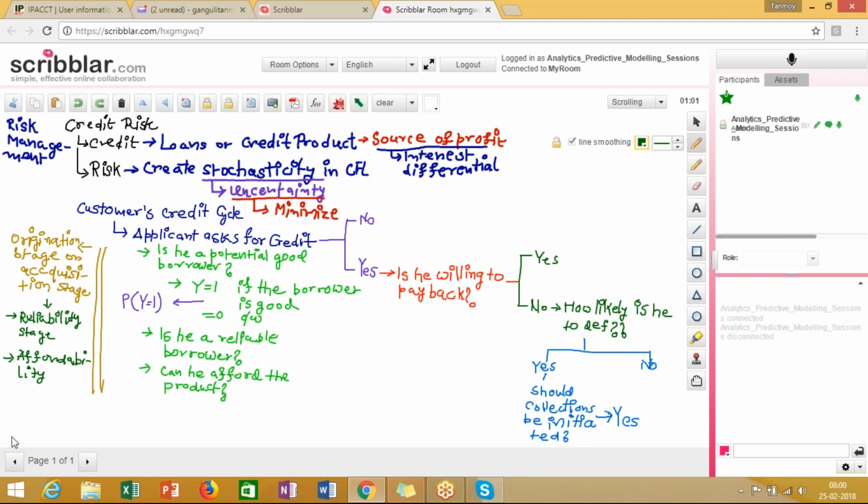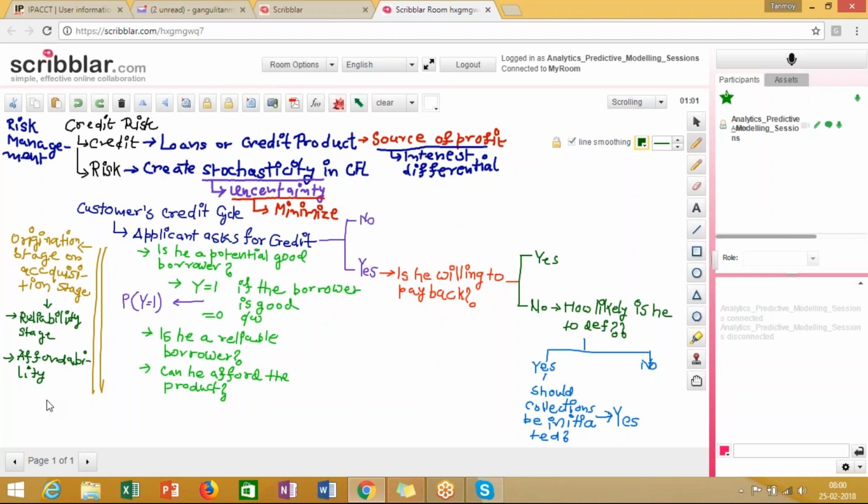So this is the overall picture at the origination or the acquisition stage. Acquisition scorecards, or origination scorecards, help us assess these factors, whether a borrower is a good borrower or a bad borrower.